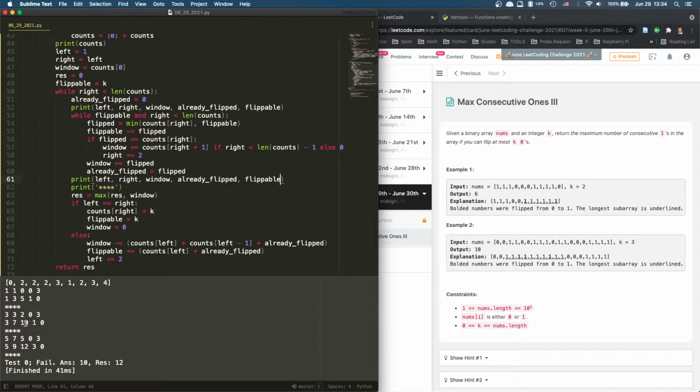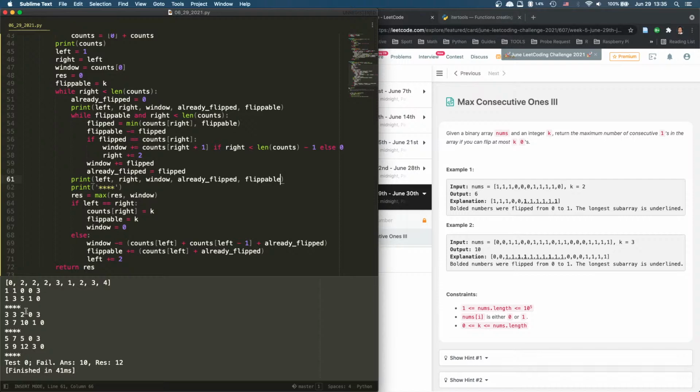Right flipped. Right goes to 7. Should right go to 7? Right goes to 7 and the last flipped is 1. That's not correct.